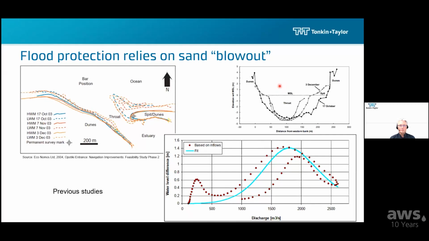Just to ask you to remember this figure of these cross sections showing a period of time in 2003 when the mouth geometry was actually measured, which is quite rare for us. We don't normally measure these sorts of things. And it included two smallish floods that occurred between the start and the end of the measurement period.